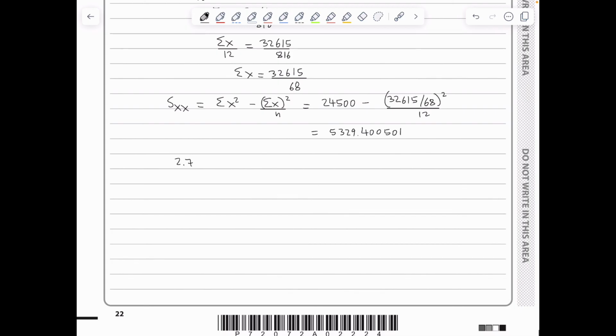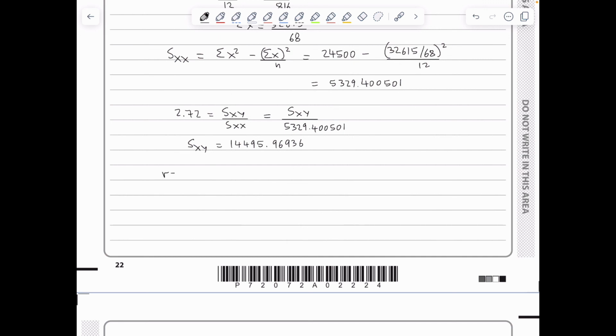So we've got Syy, we've got Sxx, and we also know that the gradient of the regression line, the 2.72, is given by Sxy over Sxx, which in our case is Sxy over 5329.400501, which gives Sxy, if I cross multiply, to be 14,495.96936. I've got all the quantities needed to calculate the product moment correlation coefficient.